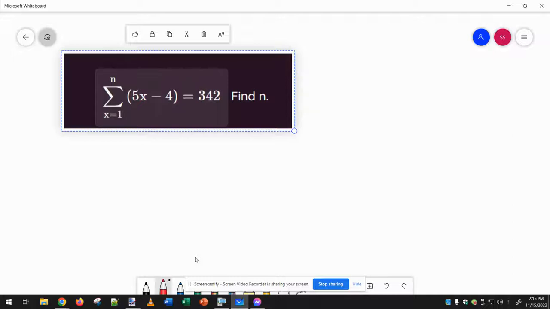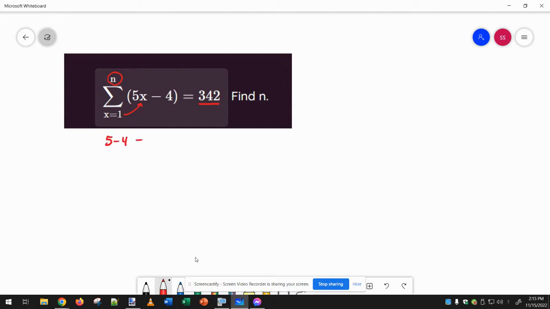So what's going on here is we already know the sum of n terms is 342, but we don't know how many terms that was. So we can't really plug in this number here. That's going to tell us the first term.